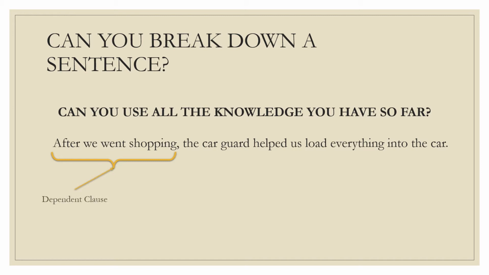Then we have an independent clause following that. We know it's independent because if we chopped everything else off, the car guard helped us load everything into the car would be its own sentence. That's how it's independent. And there is a subject, a verb, and an object. Remember, we only need a subject and a verb for it to be a clause.